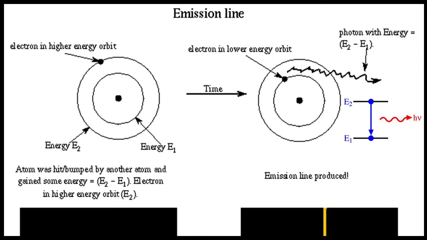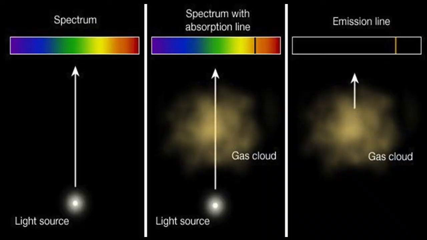So here's the production of the lines, where you go from energy E2 to E1. First of all, you have to get it up there. You have to excite it from E1 to E2, and then it goes back down. So you have the light source, you go through the gas cloud, and then you're going to excite those particles in the gas cloud, and you're going to see what's in there.